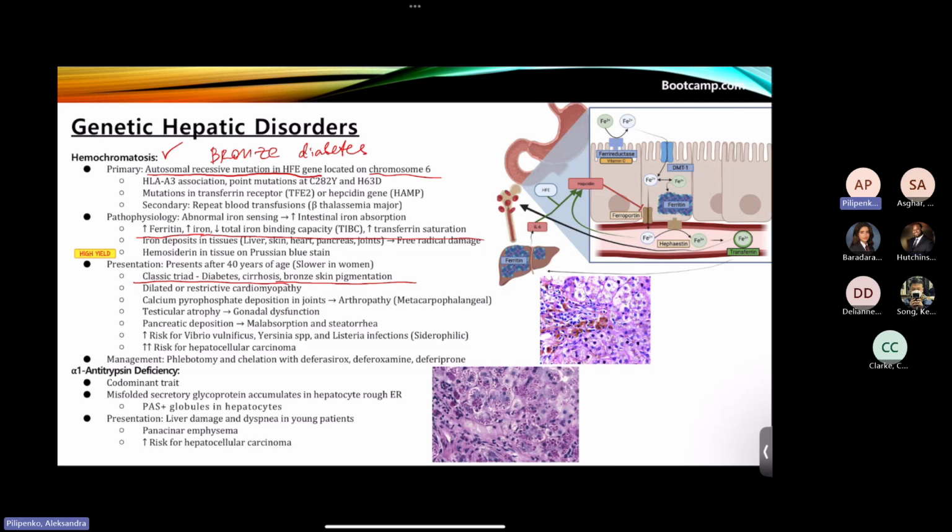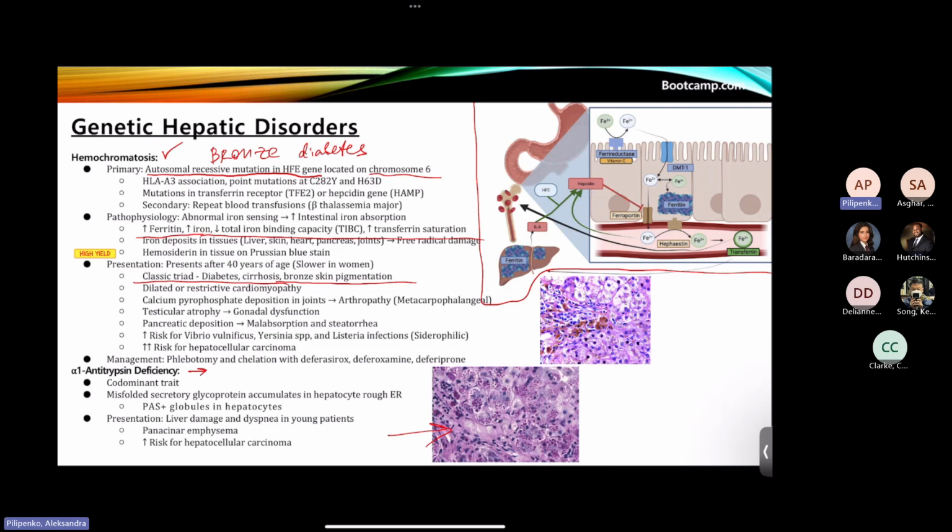Okay, then alpha-1 antitrypsin deficiency. This one is high yield both for GI and for respiratory. So you will basically know how it presents in the liver. I think this one you will already learn in the hematology section, right? The production of hemoglobin and so on. So you see how it will be very helpful later in the GI section. Okay, pancreas is a big thing as well.